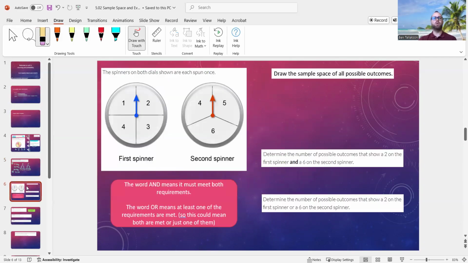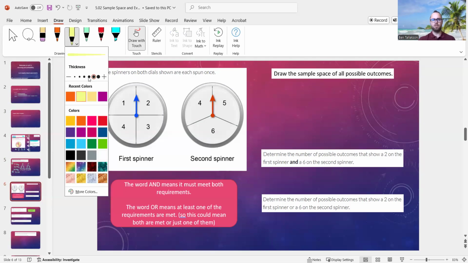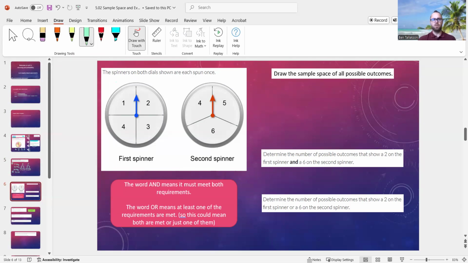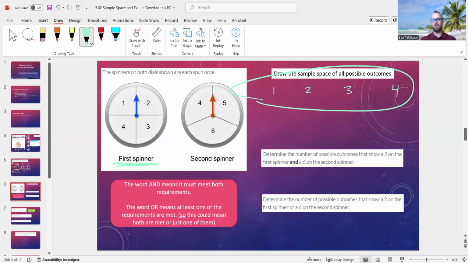But what if there's 2 spinners that are different? We can handle that, can't we? Let's do it. Okay, the spinners on both dials we see here are going to each be spun once. So first, we spin the first spinner. What are the possibilities that we'll land on? Well, 1 through 4, right? And I would recommend always spacing these out to give yourself plenty of room because you don't know. Are they going to be small trees or big trees? We'll see. So first spinner is written out.